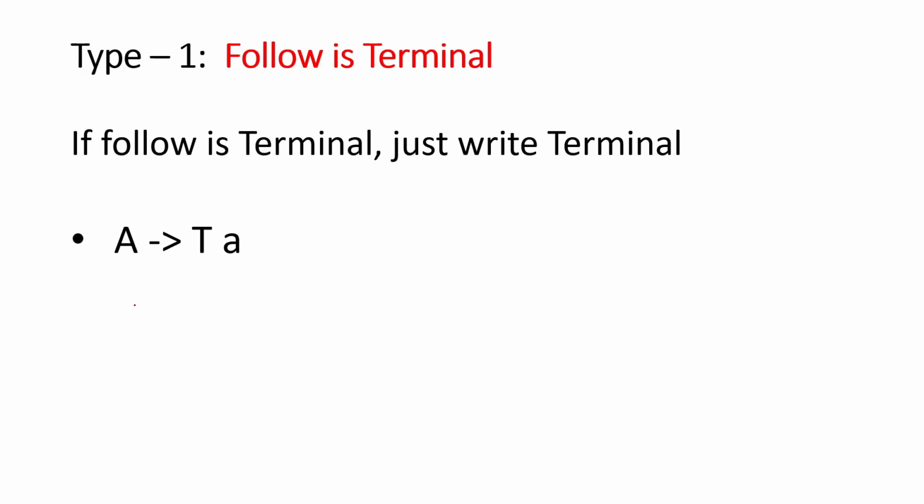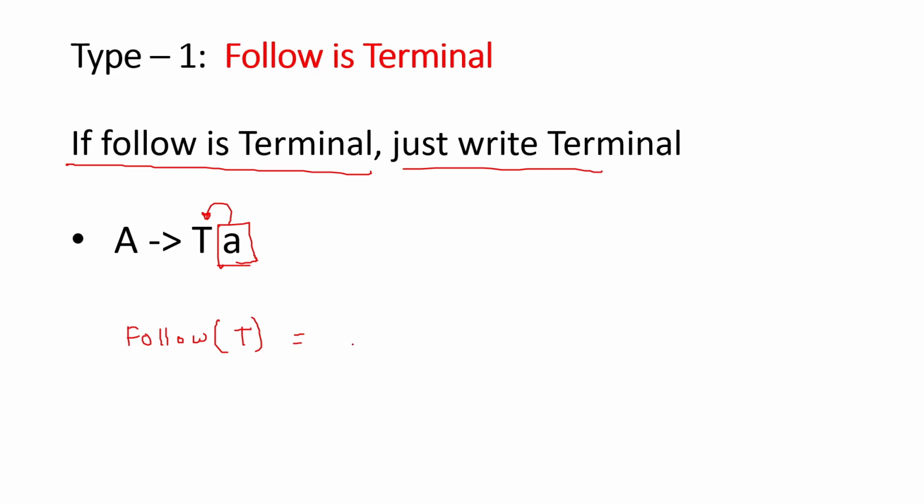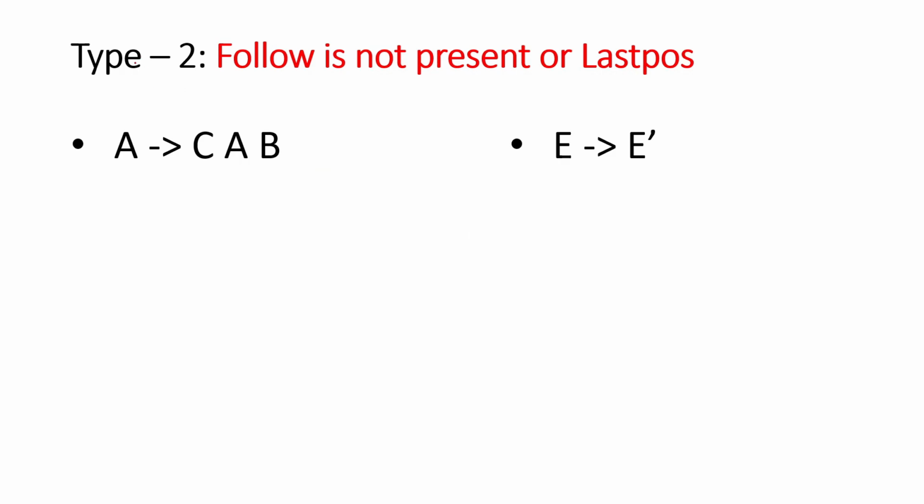Now I have been told, if my follow is a terminal, that is, here I have a grammar, and let's say I was told to find follow of T. So what is the follow of T? Follow of T is this one, right? Because this term is following the T, and I can say that this is a terminal. So if follow is terminal, just write the terminal. So my follow of T is a. Simple as that.